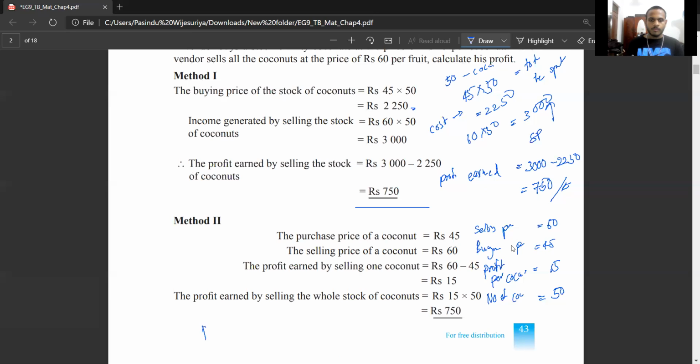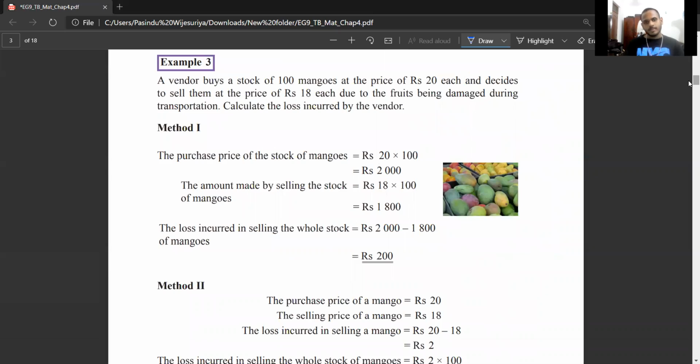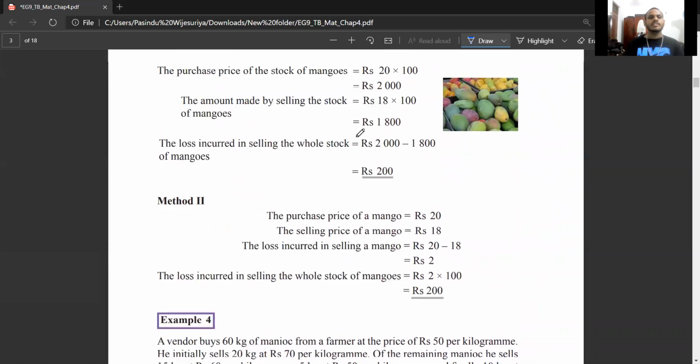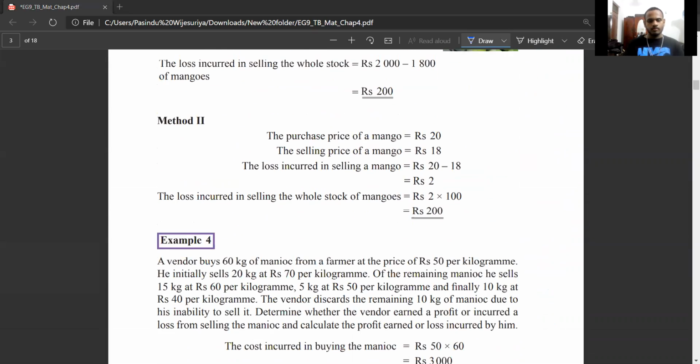Then you can say the profits earned by selling 50 coconuts equals 50 into 15, which will also be 750. It's the same answer. We are applying the same theory, but here you are taking it for a unit coconut, and there you are taking it for the whole stock. So this is pretty much going to be the same examples. This is for a profit situation, this is for a loss situation, the same thing with 2 methods.